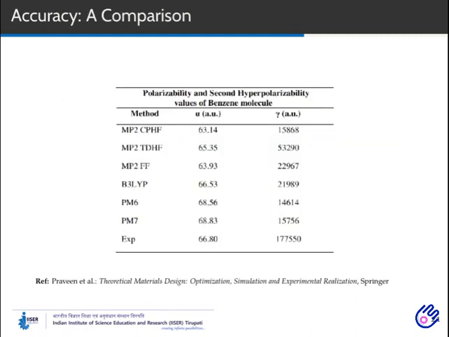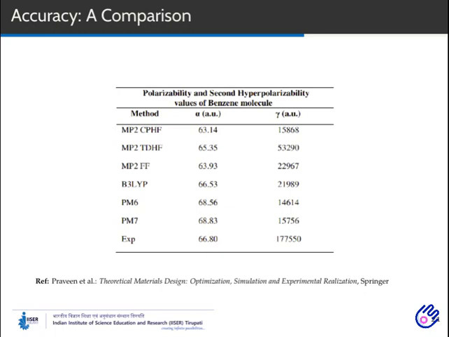Before winding up this session, let's see an example. The table shows the polarizability and the second hyperpolarizability, which is responsible for third harmonic generation. The first three rows represent ab initio methods, the fourth one is DFT, and the fifth and sixth belong to the semi-empirical methods. The final row shows the actual experimental value. In the polarizability, you can see DFT produces good results which are better than ab initio methods. Interestingly, semi-empirical methods also produce some satisfactory results.